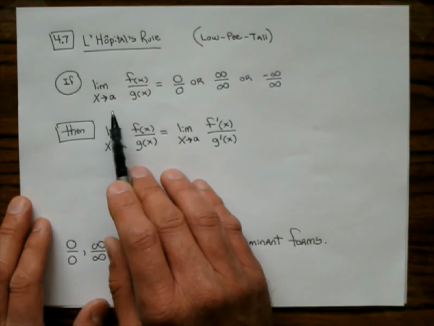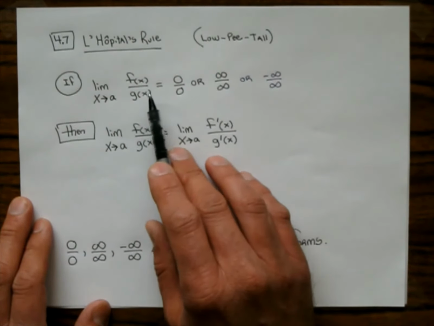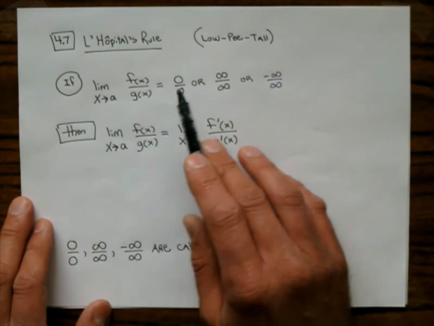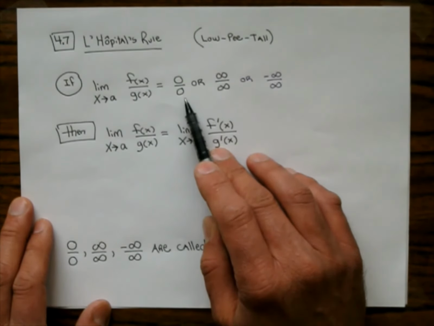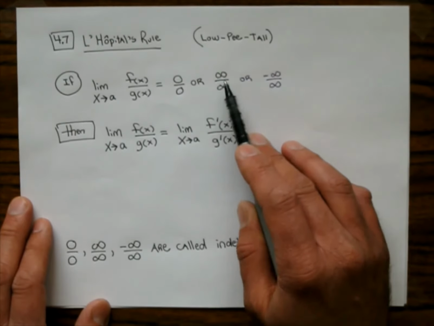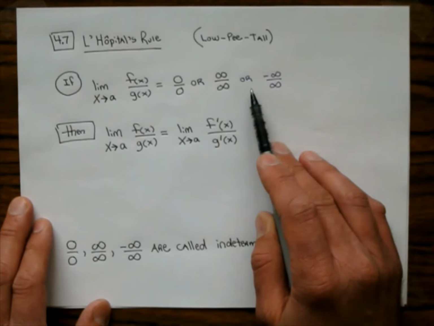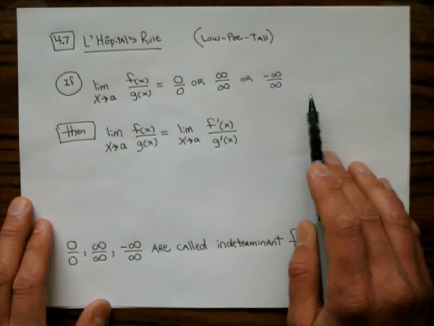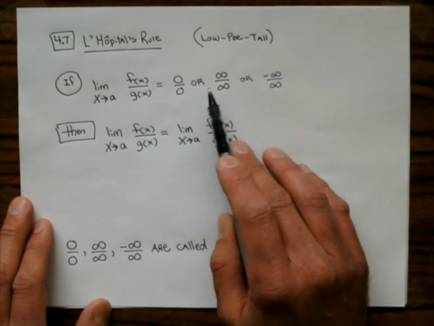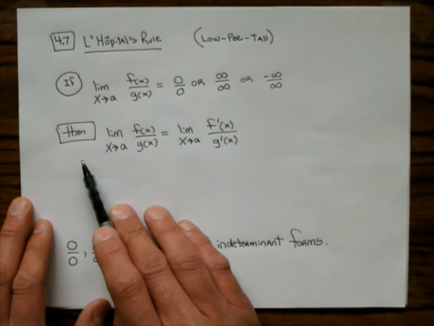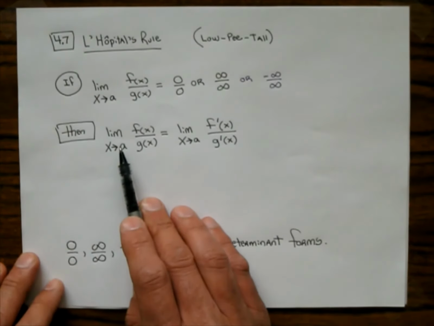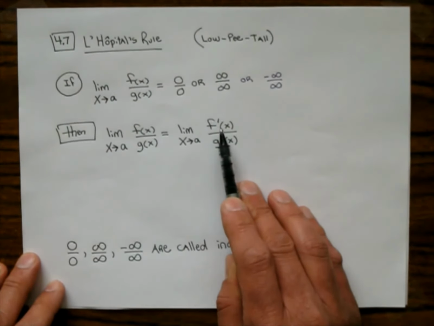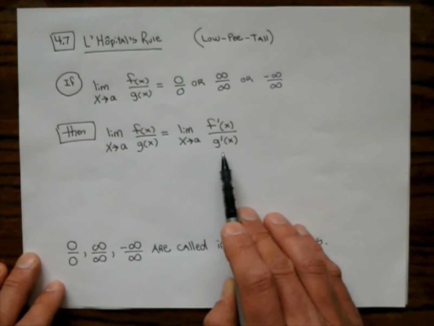The theorem says that if you go to take a limit, you have f of x over g of x, and you end up getting 0 over 0, or infinity over infinity, or negative infinity over infinity, or infinity over negative infinity. So basically we'll just say 0 over 0, infinity over infinity. Then you can crank out the limit by taking the limit of the derivative of f divided by the derivative of g.